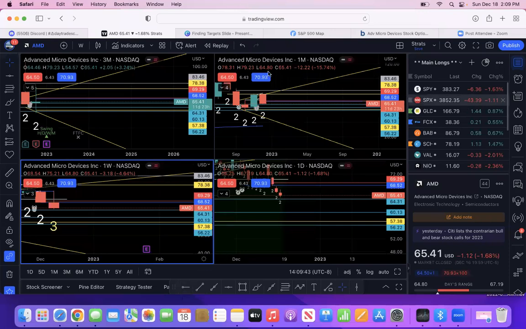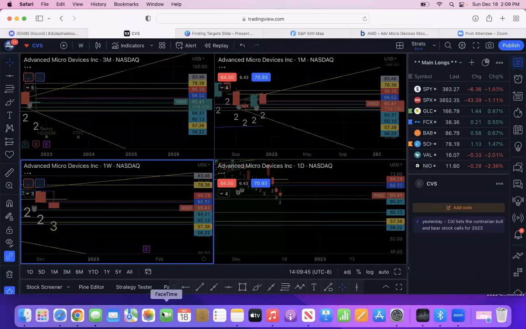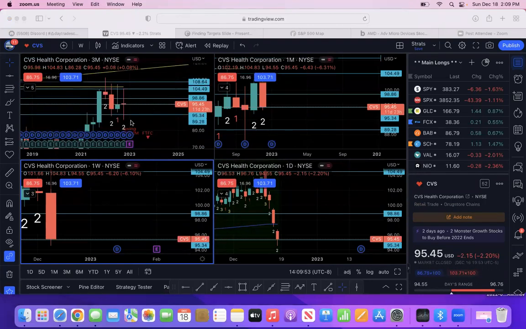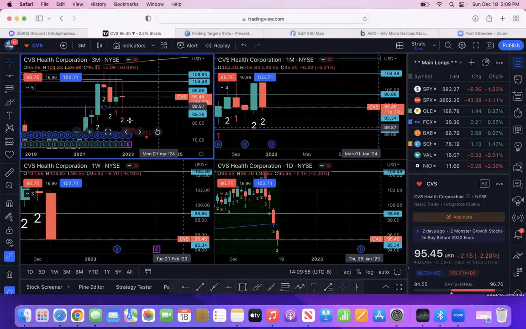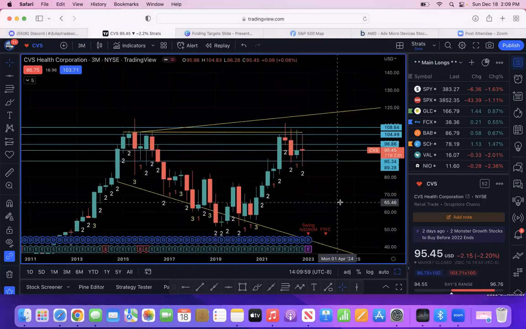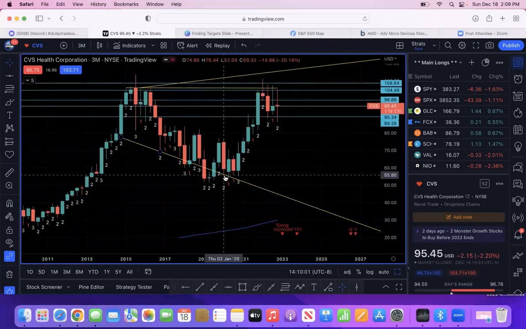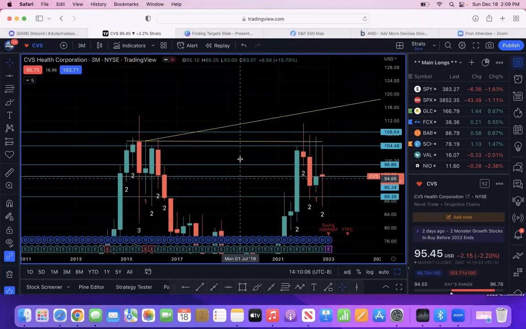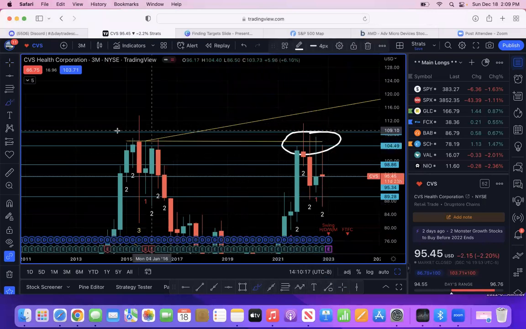What else? CVS. I think someone said CVS. So CVS is looking like on the quarter, right? Hit these lows. We came back up. Something to note with CVS is that like around here, where's this yellow line? 105, 108 is a super sell zone, it seems, right? Whenever price gets up to about here, they are selling it. So something to keep in mind.